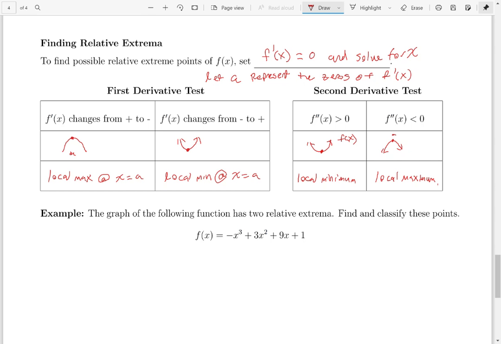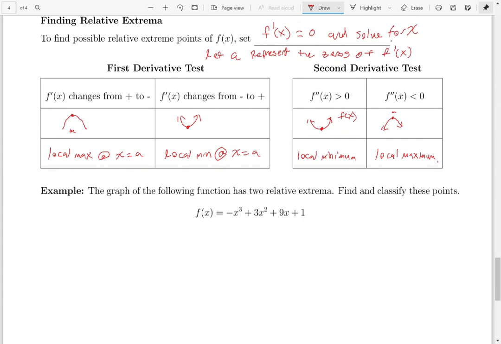So, I claim that the graph of the following has two relative extrema. Let's find and classify these points. So, step 1. We need to take the first derivative. So let's find f prime of x. Well, f prime of x is going to be negative 3x squared plus 2 times 3 is 6x plus 9. Derivative of 1 is 0. There's our first derivative. Well, now, the first derivative test says set this equal to 0.